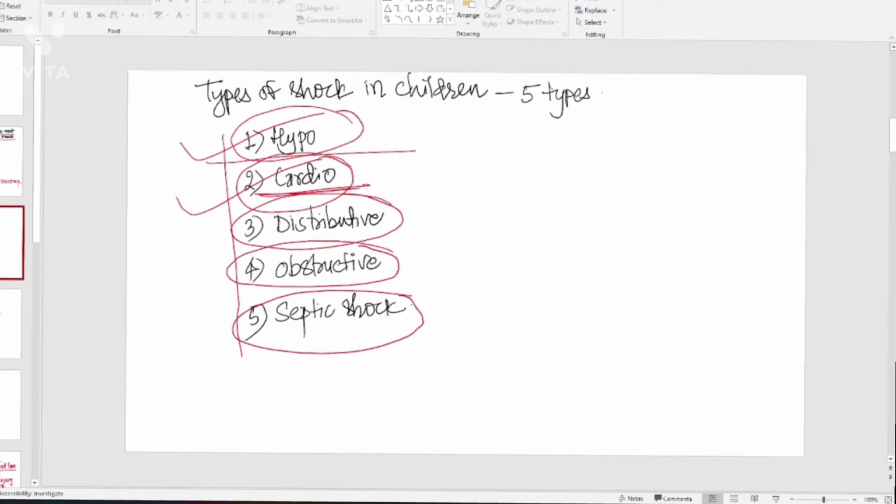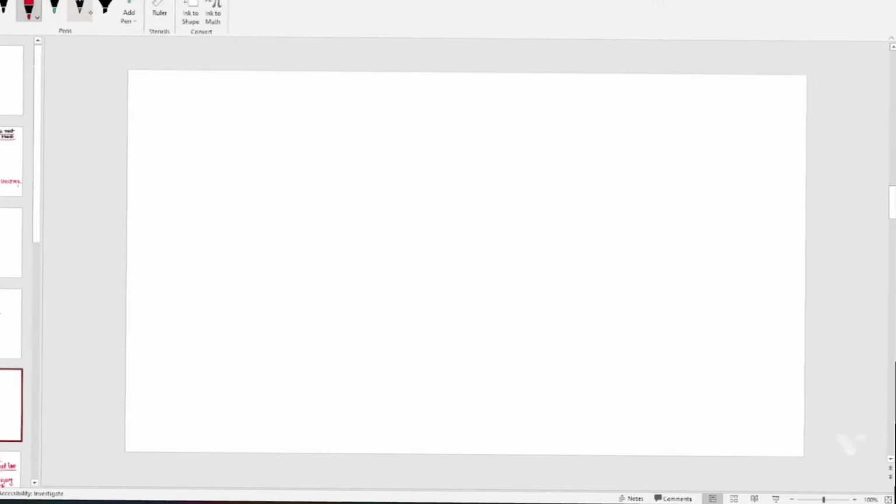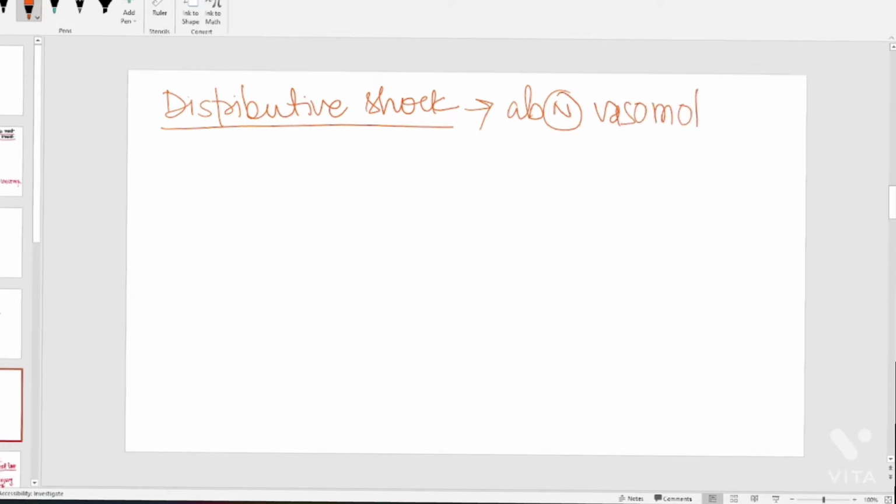Third one is distributive shock. Distributive shock is caused by inadequate vasomotor tone, which leads to capillary leak and maldistribution of fluid into the interstitium. What is distributive shock? It is nothing but abnormal vasomotor tone from loss of venous and arterial capacitance. Examples are anaphylaxis and drug-induced shock, and neurogenic shock, that is loss of sympathetic vascular tone due to brainstem or spinal cord injury.